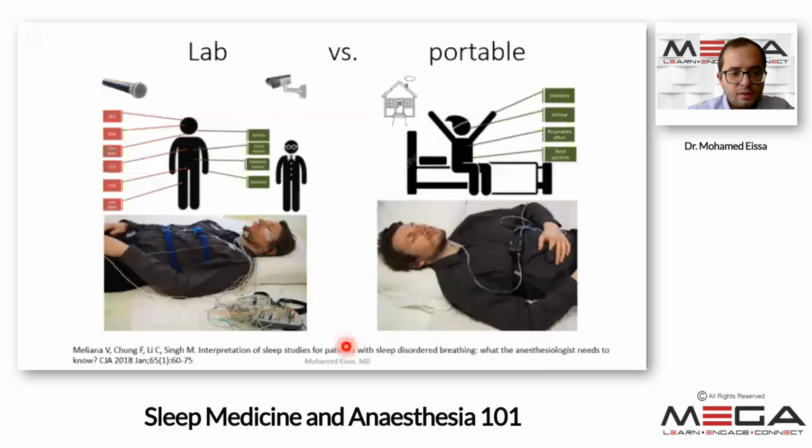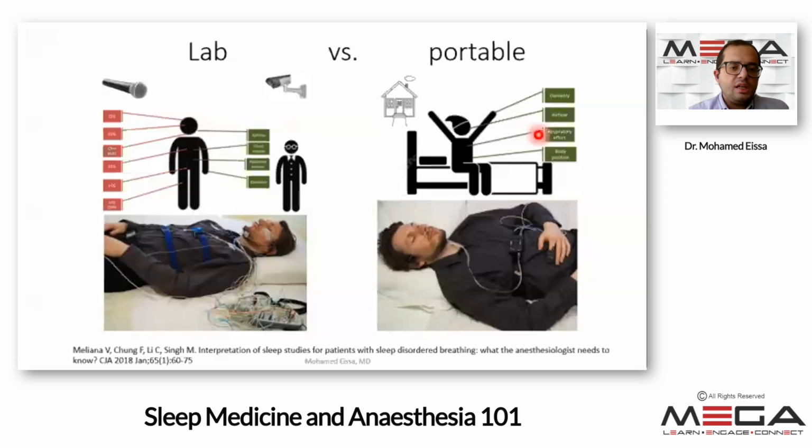So as you see here, this is the in-lab or level one sleep study, and this is a portable or level three sleep study. In a level one sleep study, you usually have a minimum of 7 channels. You will have EEG, EOG, and also EMG for the chin or legs. You'll also have thoracic movement and abdominal movement, as well as airflow channels to measure the airflow during sleep. And you'll also have the pulse oximeter and body position.